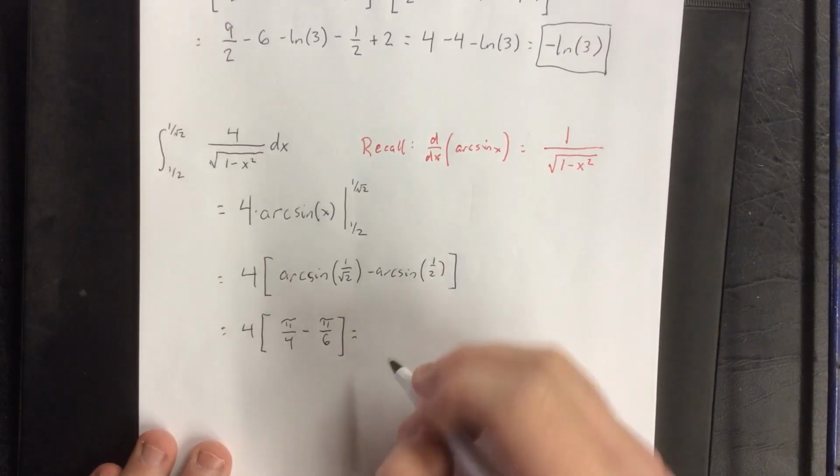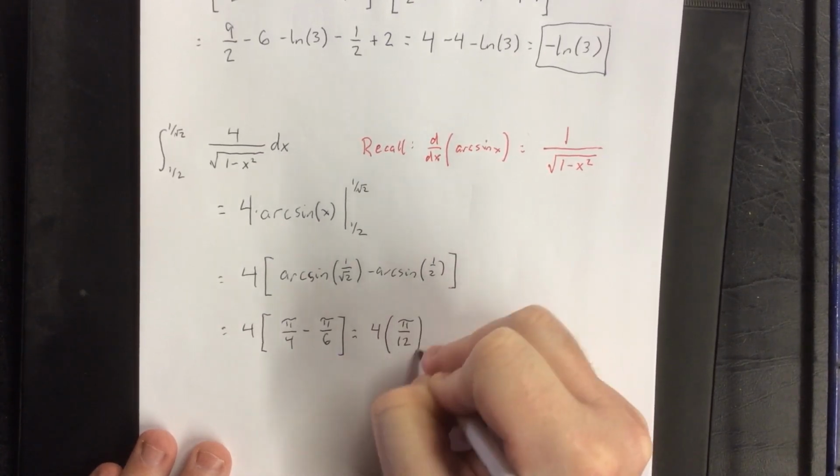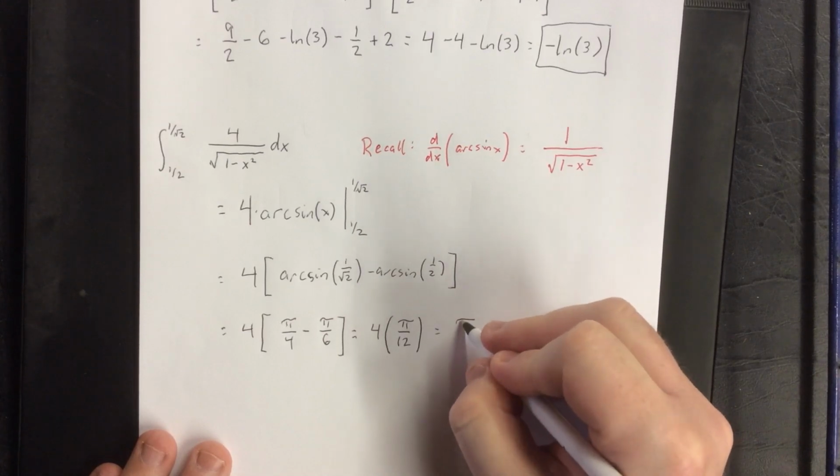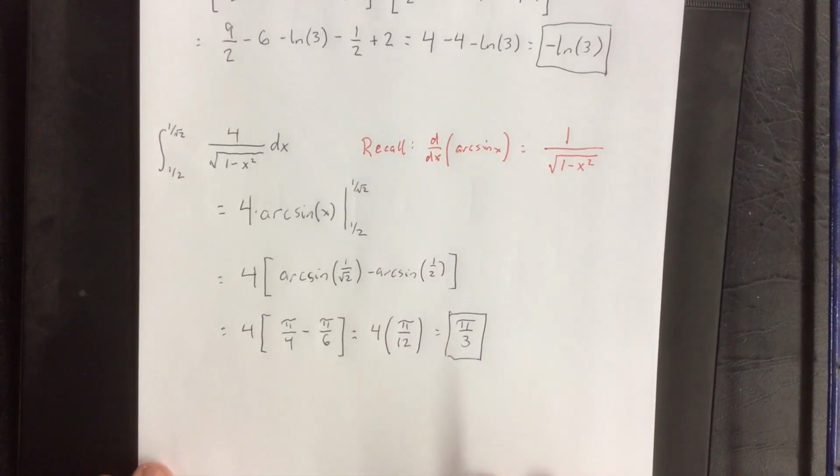Pi over 4 minus pi over 6, if we get a common denominator for those, is going to be pi over 12. And 4 times pi over 12 gives us a final answer of pi over 3 for that signed area. Good stuff.